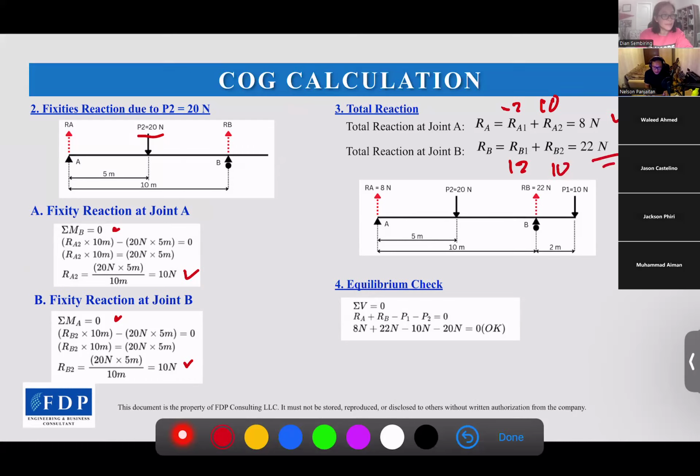And then we can do the equilibrium check just to make sure that the reaction that we calculated is correct. Total forces is RA plus RB minus P1 minus P2 equals 0. RA we got 8 Newtons plus RB is 22 Newtons. If we total it, then 30 Newtons. And then minus 10 Newtons minus 20 Newtons, and we got 0. Then we conclude that we have the equilibrium.